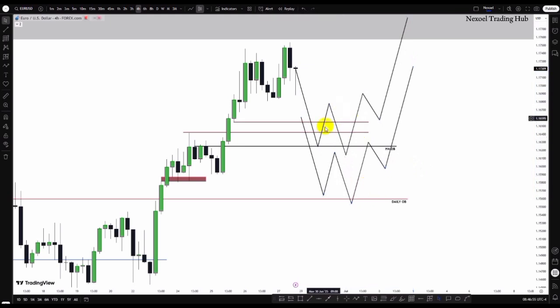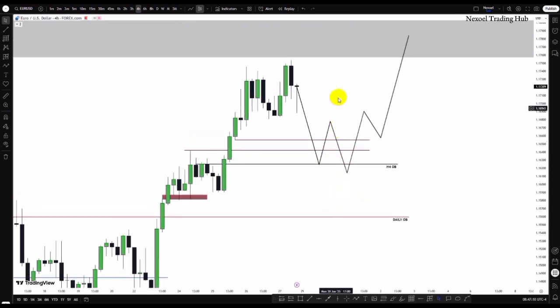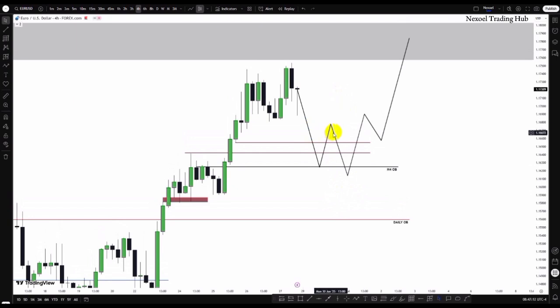But I'll be keeping an eye on this particular zone, the 4-hour order block zone here, to see the possibility of a bullish model, except that is not clearly established there. Then we would consider looking at the daily order block zone. So we may see this narrative in the market.